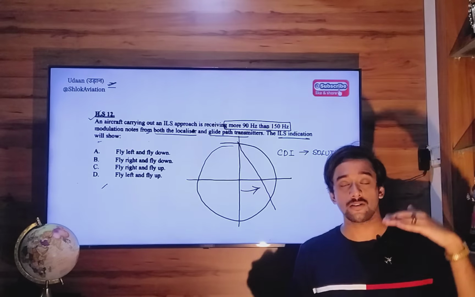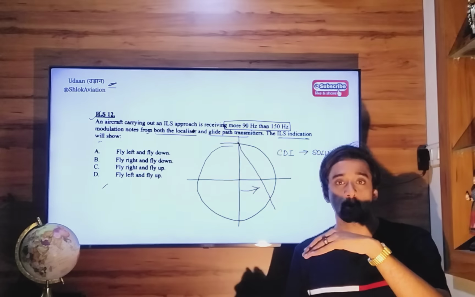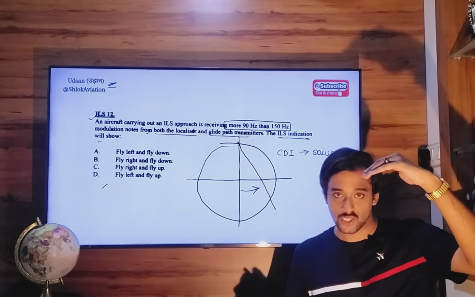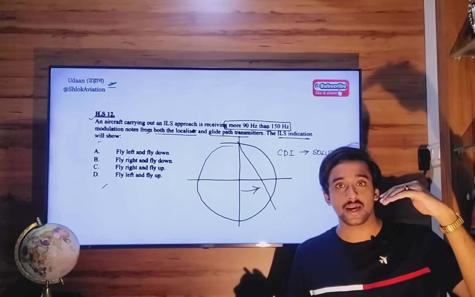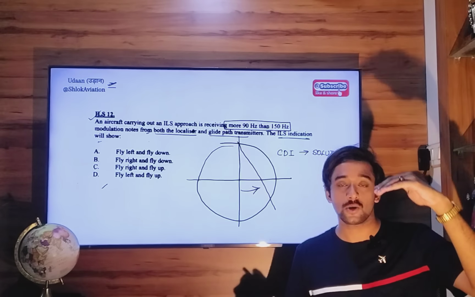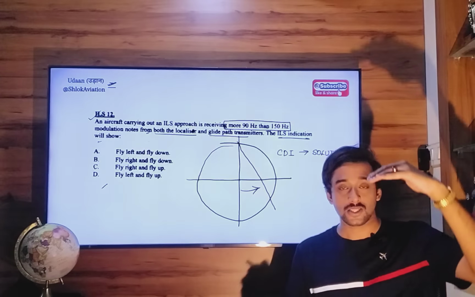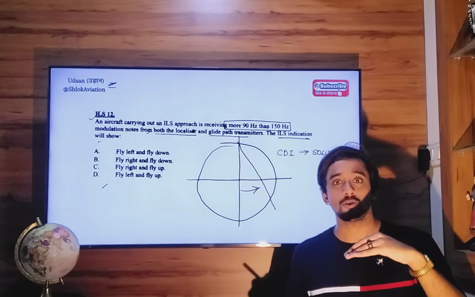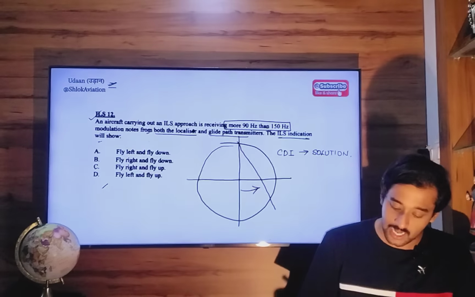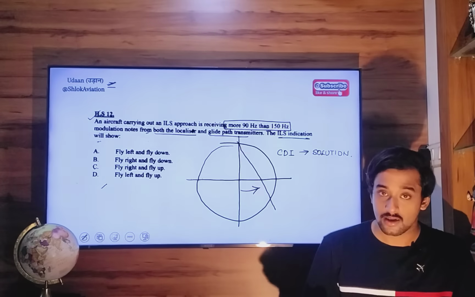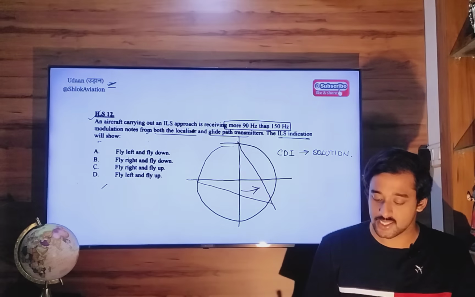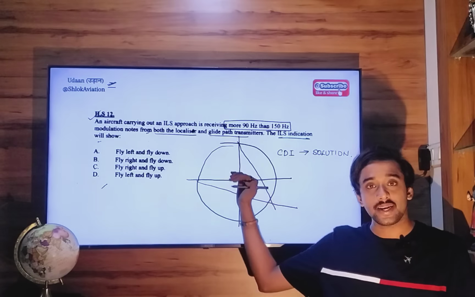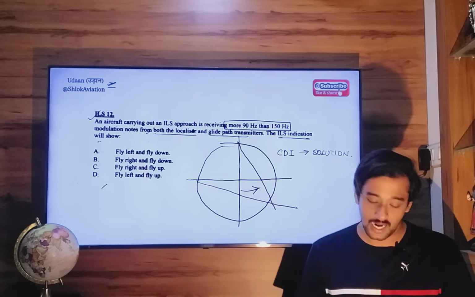Let's say that instead of following the 3-degree glide slope correctly, you are above the glide slope. This instrument will tell you to fly down, because that's where your correct glide slope is. You have deviated above it, so come down to capture it. This glide slope needle will move down like this, telling the pilot to fly down, because that's where the glide slope is.